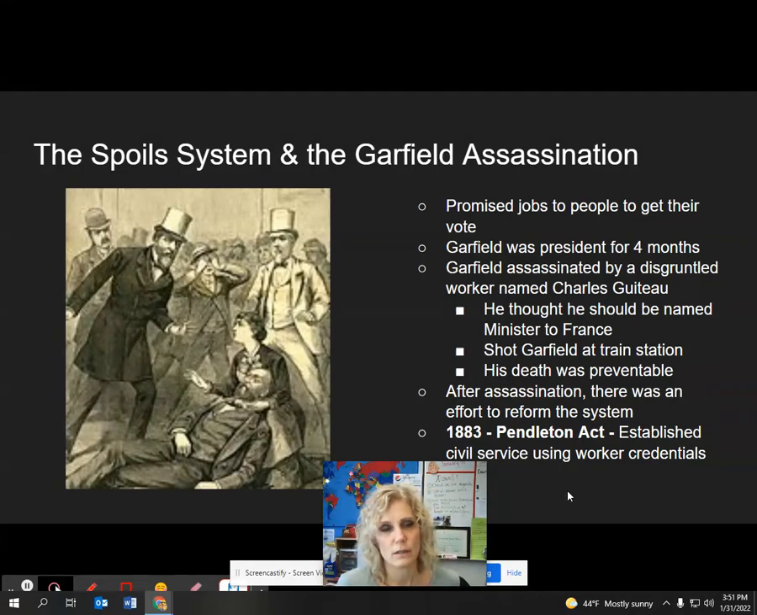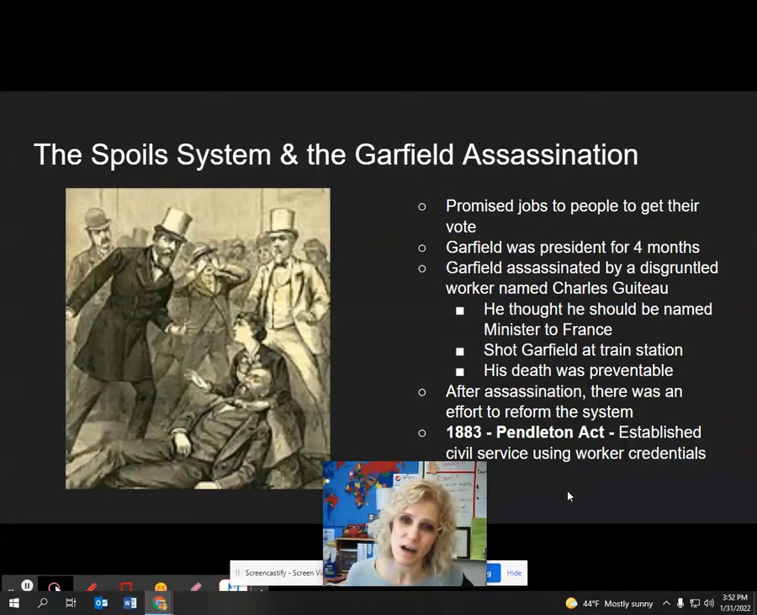And unfortunately, at the train station, there were some doctors that came by, but they didn't have the medical equipment that they needed, and they didn't really do a very good job. A couple of doctors were putting their hands inside Garfield's wounds. And about 80 days later, Garfield ended up dying of infection and a really painful death. So his death was preventable, sadly enough. If they would have known more about germ theory back in the day, they probably would have been able to save his life. But it goes without saying that, wash your hands, right?